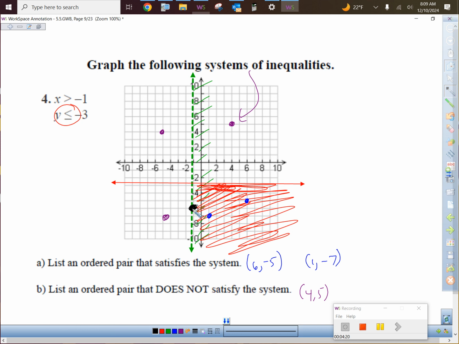It's on that green line. Does that green line count or not count? Does not count because it's dashed, right? So it doesn't satisfy the system. What do you feel about this guy right here? Would that satisfy the system? It's on that red line. Does that red line count or not count? It counts, right? So, cool.